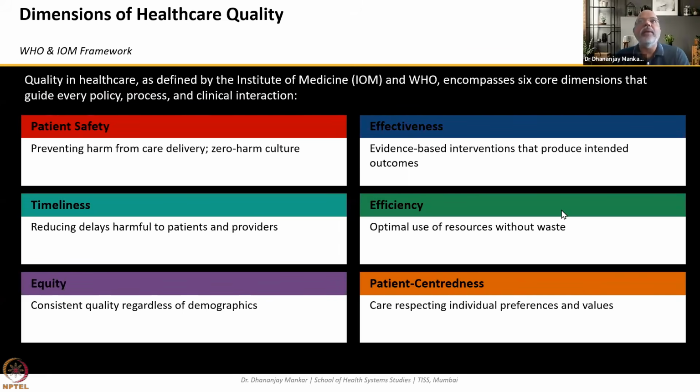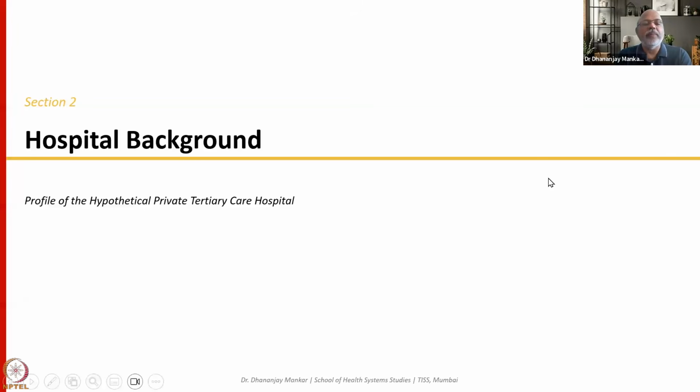Patient-centeredness is very important, the sixth and final dimension, which is about understanding the care that should be respecting, a comprehensive care focused on the patient, where individual preferences are valued and respected, and the decisions for care and medical interventions are made according to the patient's need and not ignoring the patient's. Now coming to the core issue that this case deals with.